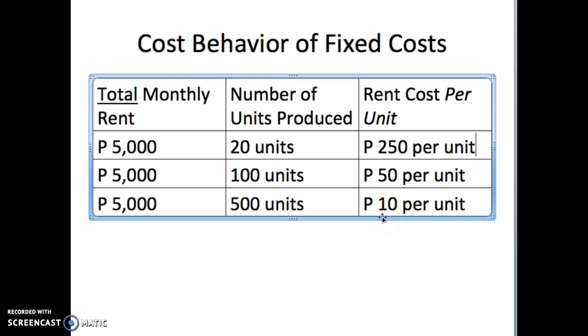But what you notice here is if you focus on this column, the more units produced, the cheaper it is for the fixed cost per unit or rent cost per unit. But if we look at the total monthly rent, or in this case, your total fixed cost, then it will be the same amount regardless of the number of units produced or number of pens produced during the period.